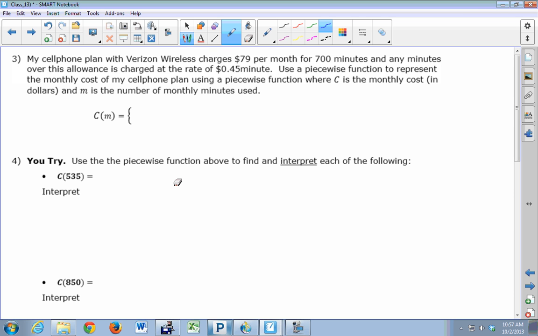Over this allowance charge 45 cents. It's a piecewise function to represent costs for myself. See, it's a monthly cost and the number of months. Okay, so this is true. I actually went on to my Verizon plan to look this up. I know, I am getting ripped off.